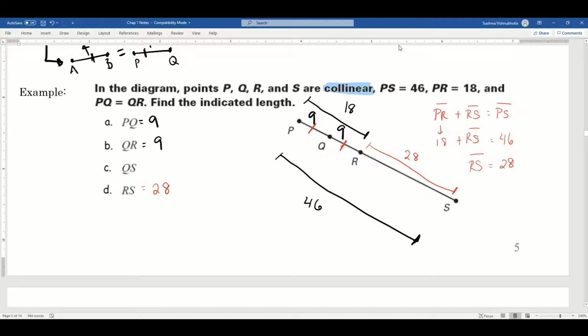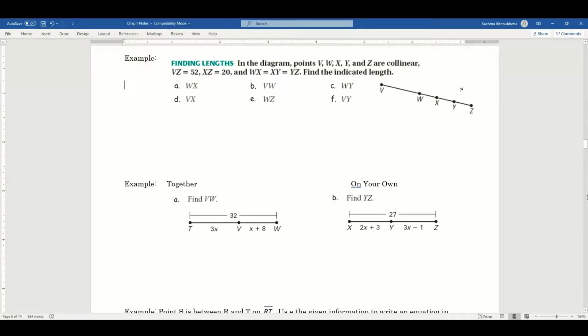Okay, now QS, starting from point Q, it's like I'm walking all the way to S and I want to know how many steps. Well, from Q to R is 9, so I know it's going to be 9 plus R to S, or S to R, same thing, is 28. So these two together give me the length of QS, which is 37 units long. Now at this point, you can pause and try the second example on your own, and then come back, or you can keep going.